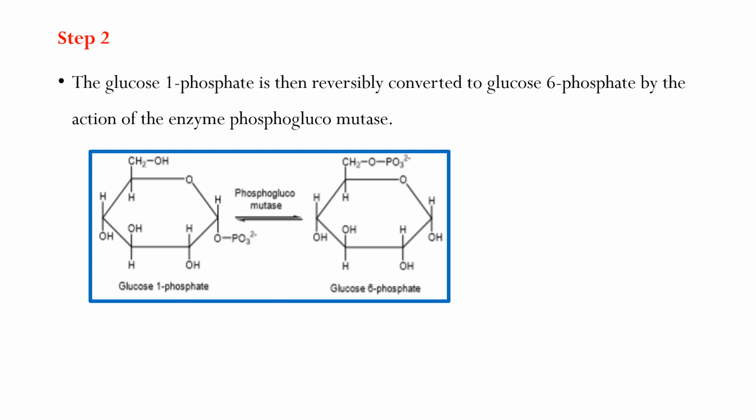In step 2 of glycogenolysis, this glucose 1-phosphate is reversibly converted into glucose 6-phosphate. That means this phosphate molecule is shifted from carbon number 1 to carbon number 6, and this reaction is catalyzed by phosphoglucomutase.